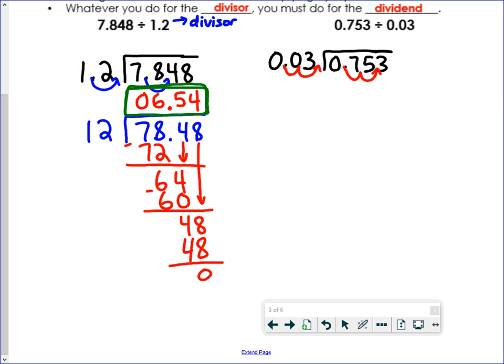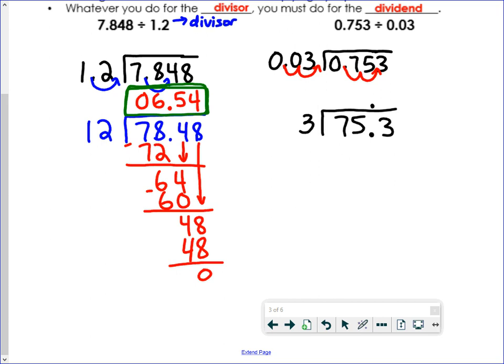If you don't need to rewrite it, that's fine. You can go ahead and just move the decimal up and work from there. I'm going to rewrite it for note's sake, but it's fine if you don't. So we're going to rewrite this just so it's easier to see what's going on. Instead of 3 hundredths, we just have 3 now. And instead of 753 thousandths, we now have 75 and 3 tenths. And I'm going to write my decimal point at the top so I don't lose track.